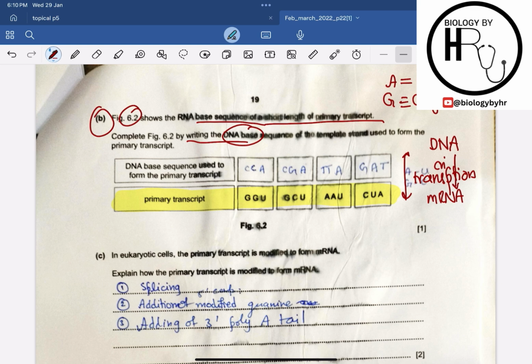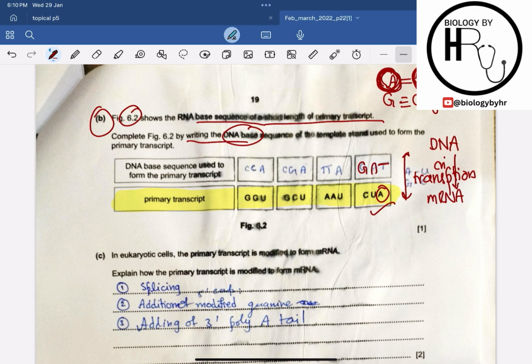So wherever there is A, you are going to write T, wherever there is U, you are going to write A, right? Because in case of the DNA molecules T is used, and if there is U on the RNA molecule, then A is used. Otherwise, if there is A on the RNA molecule, then T will be used, because you are going from the mRNA to the DNA, right?